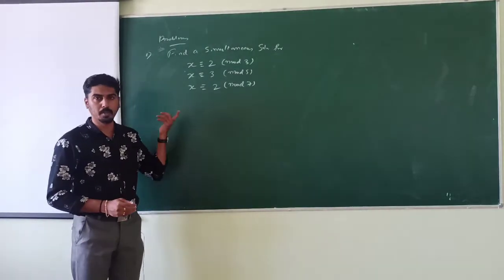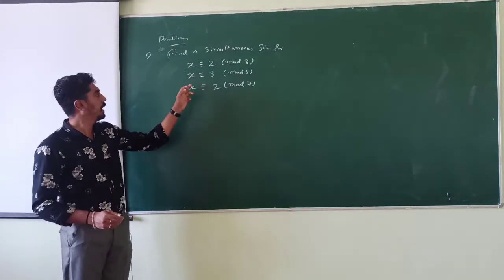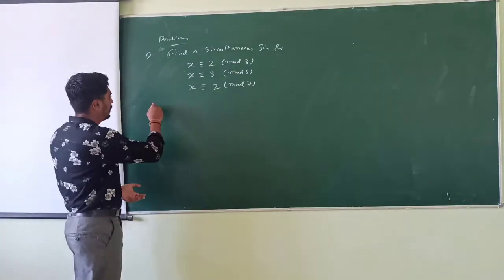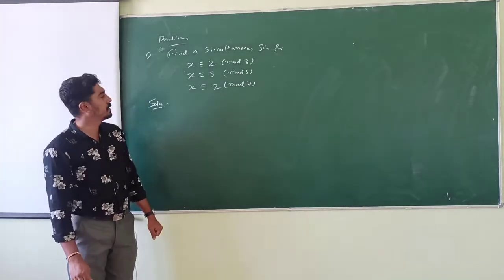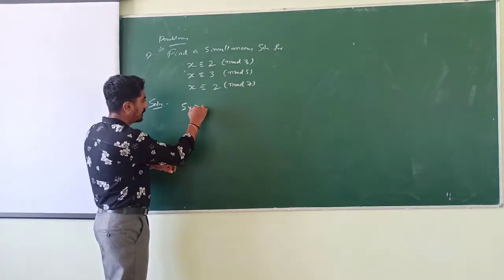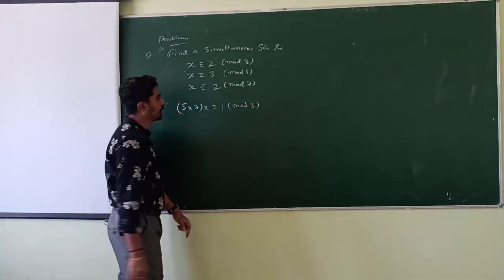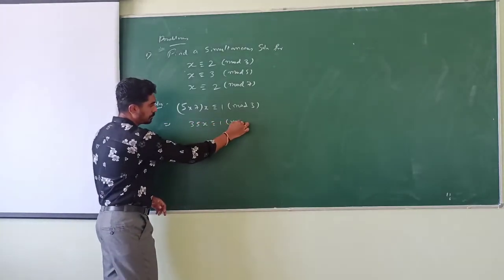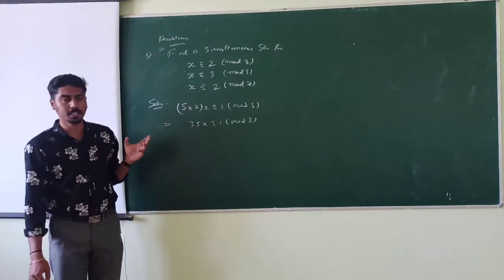Now let us consider a problem. Find a simultaneous solution for the congruences x congruent to 2 modulo 3, x congruent to 3 modulo 5, x congruent to 2 modulo 7. Solution. First consider the congruence 5 into 7 x congruent to 1 modulo 3, which is 35x congruent to 1 modulo 3. By inspection, x equal to 2 is a solution.